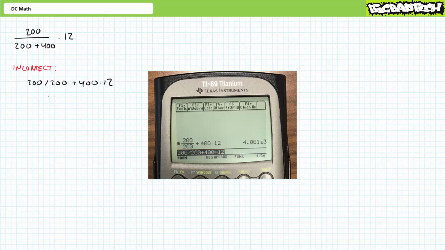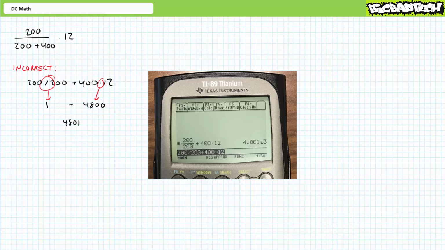The calculator simply applied the order of operations to the as entered expression of 200 divided by 200 plus 400 times 12. There are no parentheses, nor is there any exponentiation, therefore multiplication and division receive priority. 200 divided by 200 equals 1, and 400 times 12 equals 4,800. Move down one level. Addition. 1 plus 4,800 equals 4,801. This is the answer to the expression we entered, but it's not the expression we wanted.